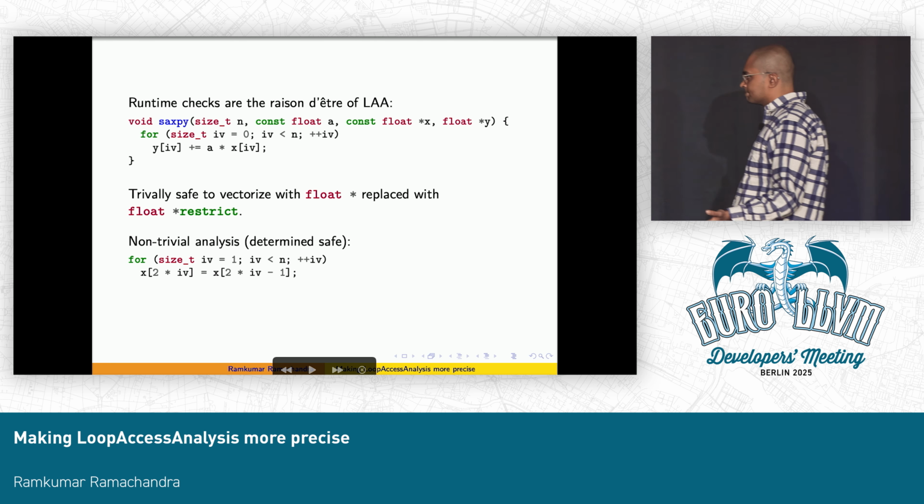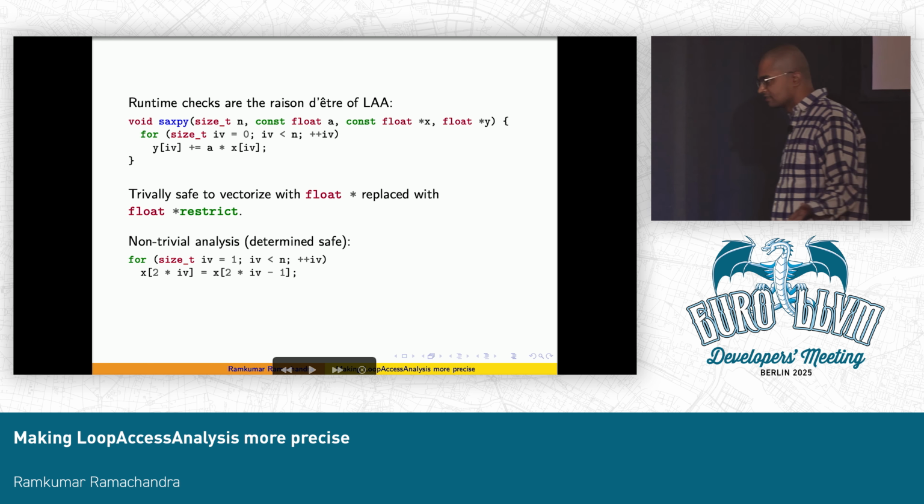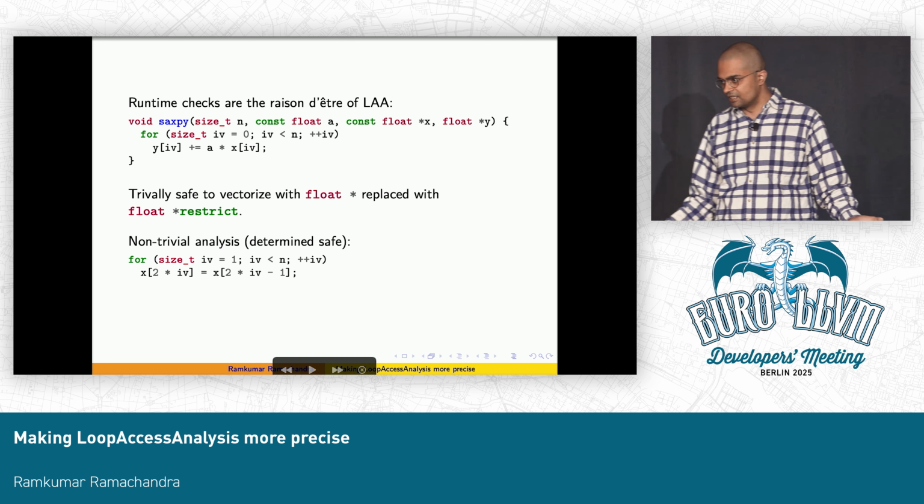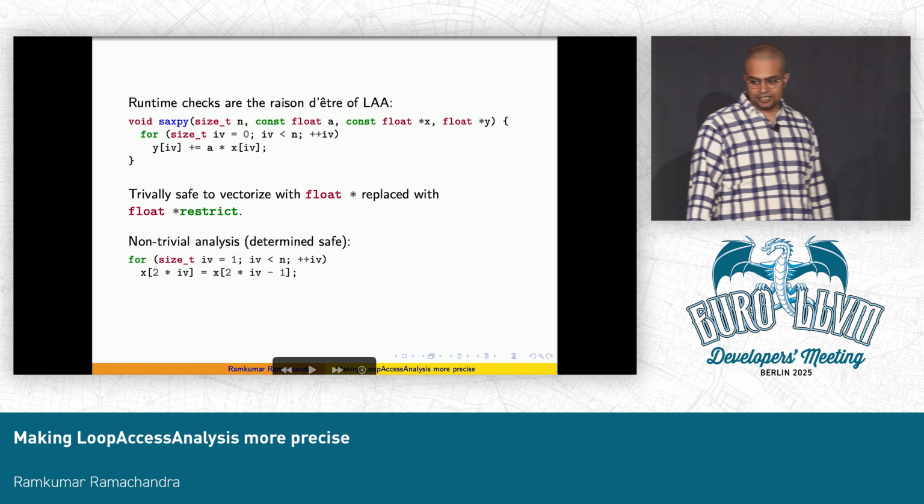Of course, if you make the float star a float star restrict, it means that it doesn't alias, then it's just trivially safe. That's fine. Loop access analysis will say it's just trivially safe. But it can also perform non-trivial analysis. Here's an example of a non-trivial analysis.